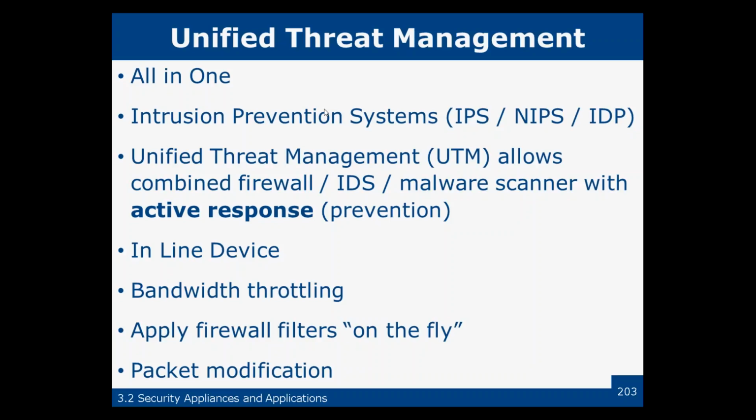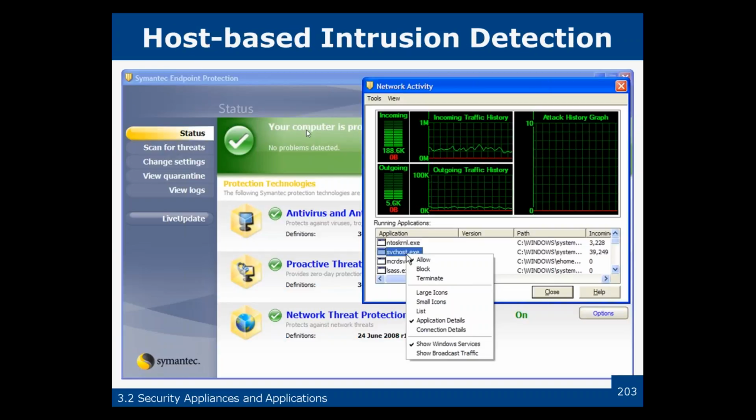It can do bandwidth throttling to prevent or slow down distributed denial of service attacks. It can change, modify, or apply firewall filters, quote, on the fly while using certain rules. It can also do packet modification. So these are the unified threat management appliances. If you can afford them, they are probably the way to go with these things.